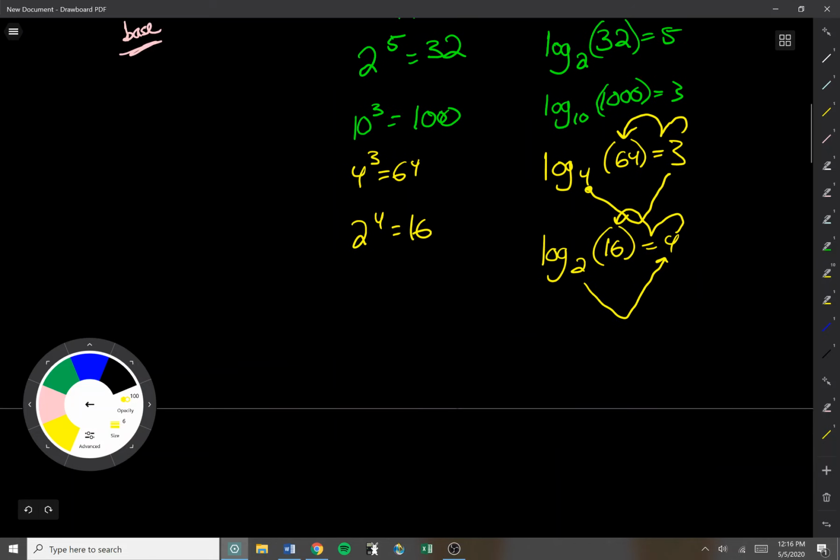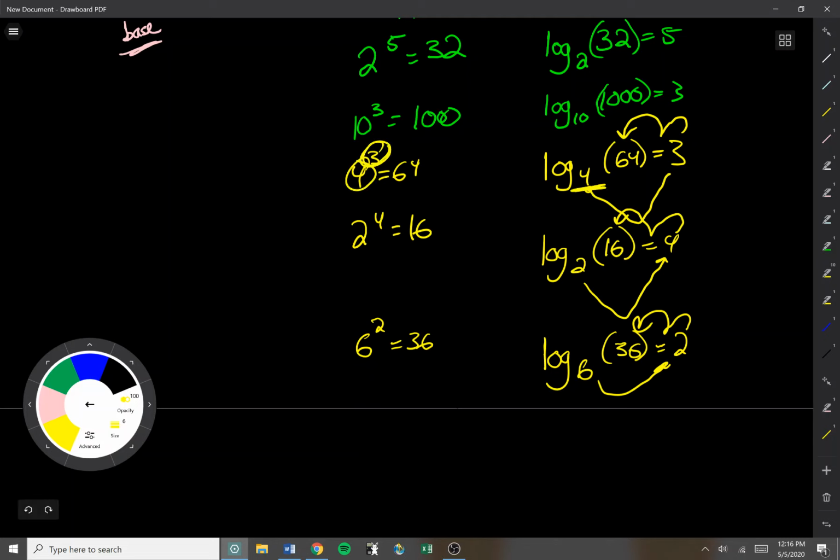Okay, try this one on your own. Log base 6 of 36 equals 2. How does that convert? 6 to the 2nd equals 36, because that is true. Okay, so that's converting between forms. The base of the exponent becomes the base of your log. The exponent itself becomes by itself on the other side of the equal sign. Whatever number is left goes inside with that log.